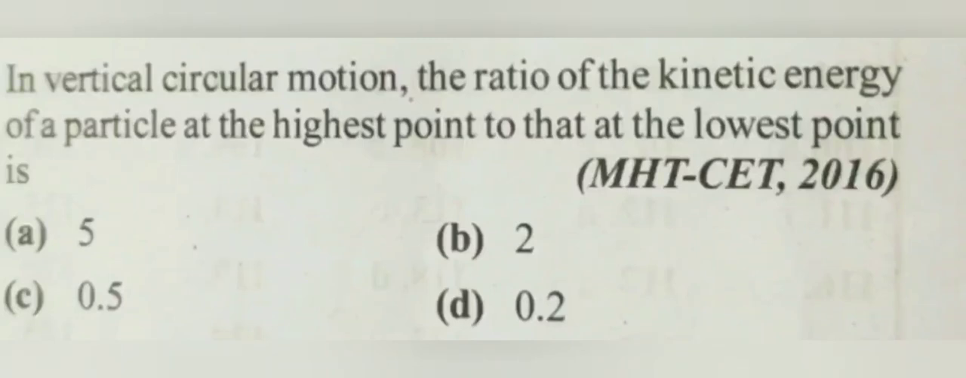So our next problem is: in vertical circular motion, the ratio of the kinetic energy of a particle at the highest point to the lowest point is. In case of vertical circular motion, the kinetic energy at top position, means at highest position, is K is equal to half mv square. So at top position the value of velocity v is root rg.